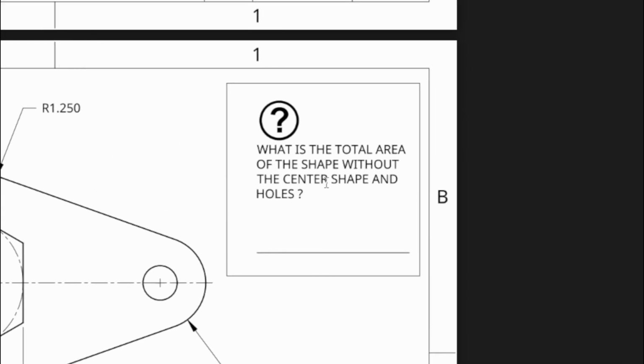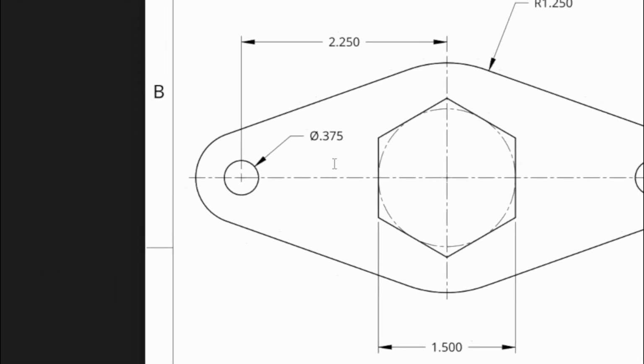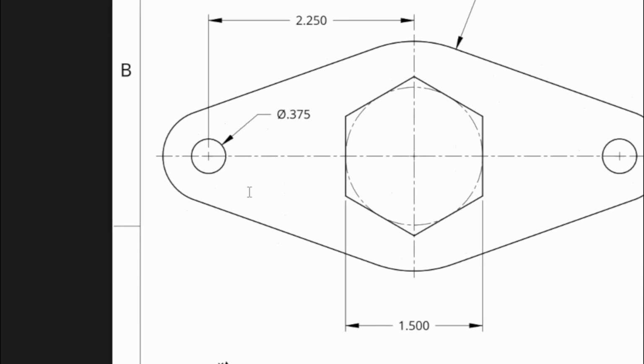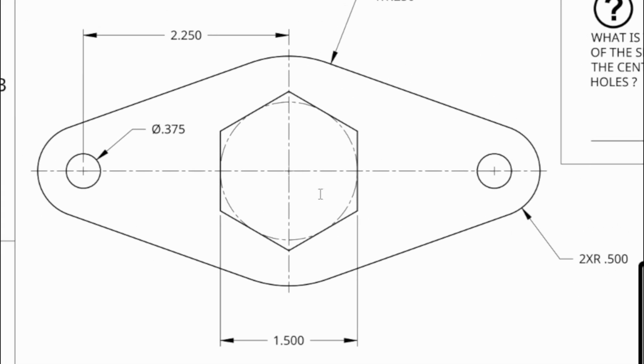Our question we need to answer is, what is the total area of the shape without the center shape and holes? So same idea. We're just going to be clicking this face here, not selecting the holes and not selecting that polygon on the inside.